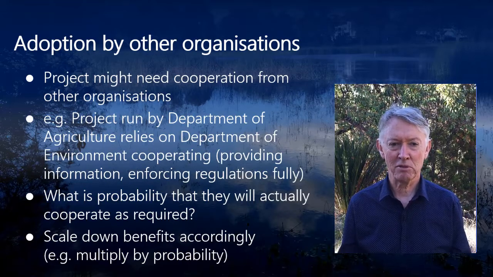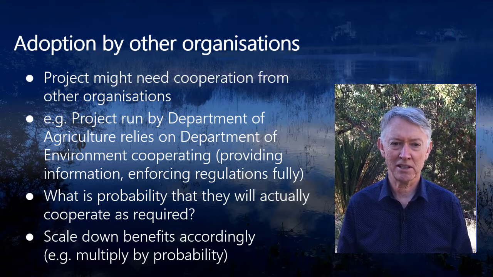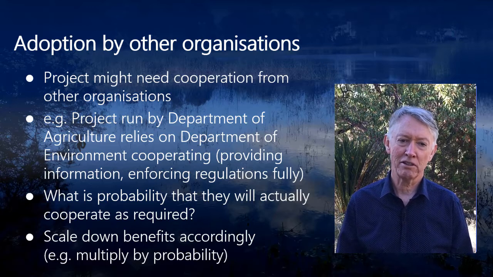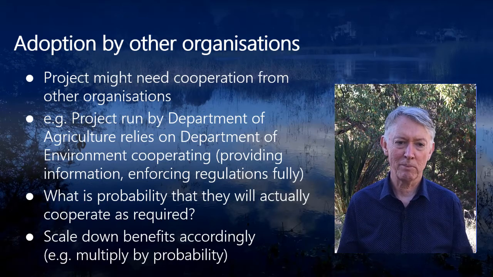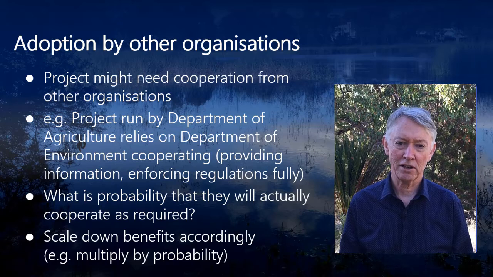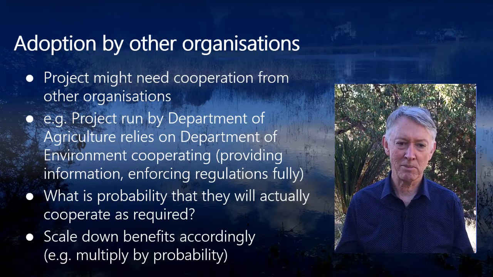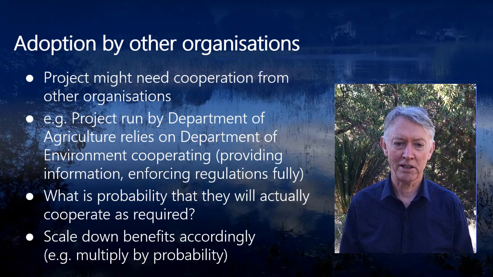There's another sort of adoption that we also need to worry about in some projects, and that is adoption by other organisations of things that they would need to do for the project to be a success. The project might need cooperation from other organisations. For example, a project run by the Department of Agriculture might rely on the Department of Environment cooperating, such as by providing information or by fully enforcing existing regulations. What's the probability that this other organisation will actually cooperate as required? So in a similar way, you could estimate that as a probability, a number between 0 and 1, and scale down the benefits accordingly by multiplying the benefits by that probability to give an expected benefit.